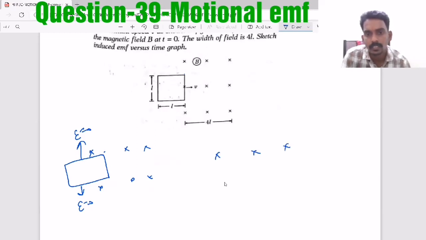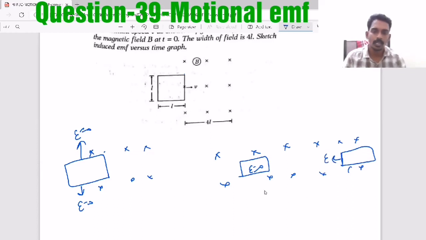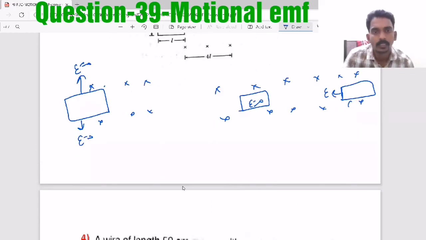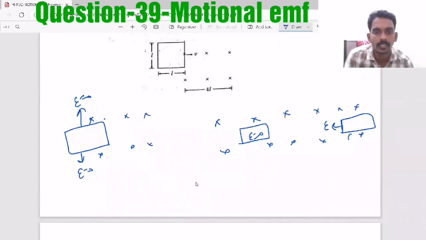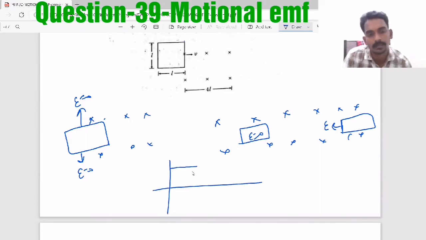Now, when it is completely inside, the change in flux is 0, so the complete EMF is 0. Now, when it is going out, there is some induced EMF across this side. So when you consider the induced EMF, first there is some induced EMF as the flux across the loop is increasing. Then it will become 0.